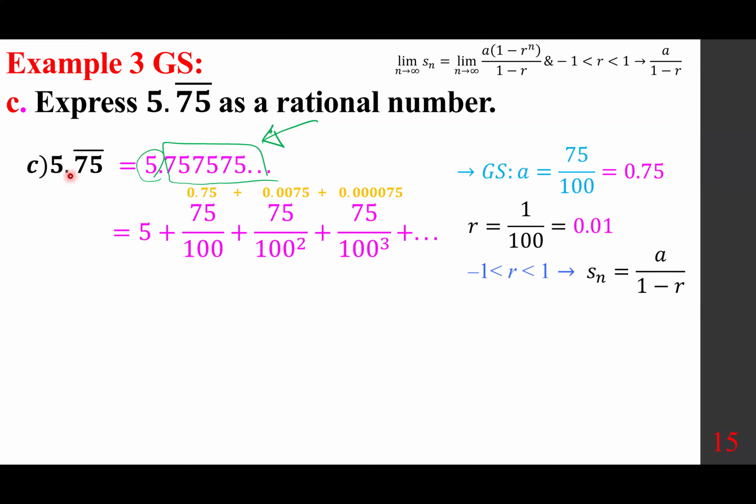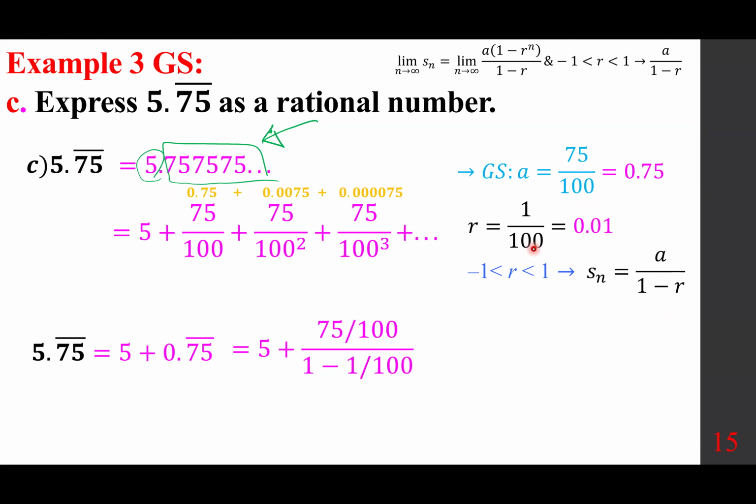So 5.75 repeating is 5 plus 0.75 repeating, which is going to use this formula now. A times 75 over 100, over 1 minus R, that is 1 minus 1 over 100. If you want to go with the decimal, you put 0.75 there. You put 1 minus 0.01 there. We're going to do it both ways in a moment. But for now, dealing with the fraction, it's a complex fraction.